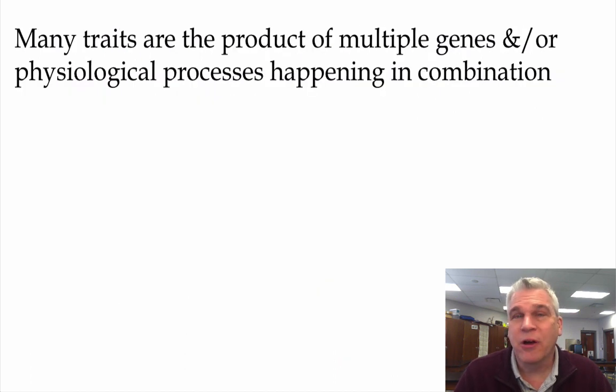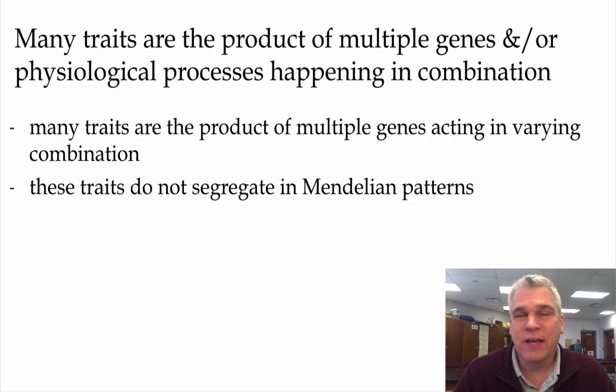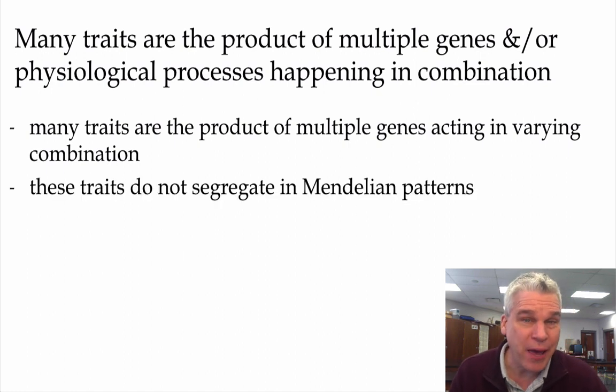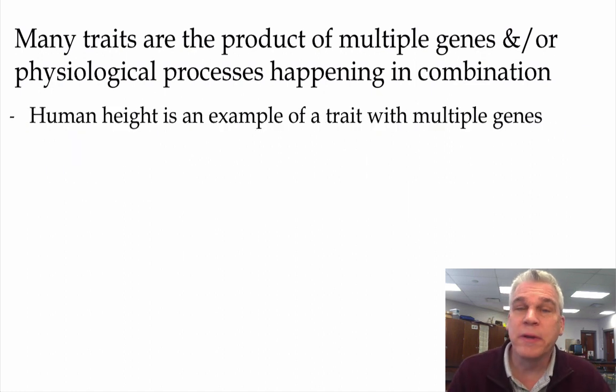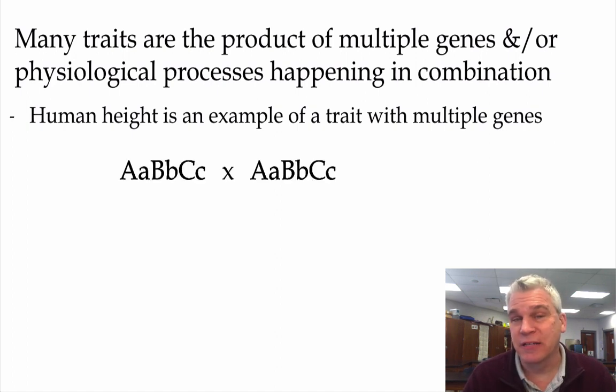We spend a lot of time talking about these single allele traits. However, many traits are the product of multiple genes acting in varying combinations, and these traits don't segregate via Mendelian patterns. Let me give you an example of this: human height. This is a trait that has multiple genes. So you have 6 alleles for height, and some are going to be dominant, some are going to be recessive. I'm just going to use 3 letters here, A, B, and C.